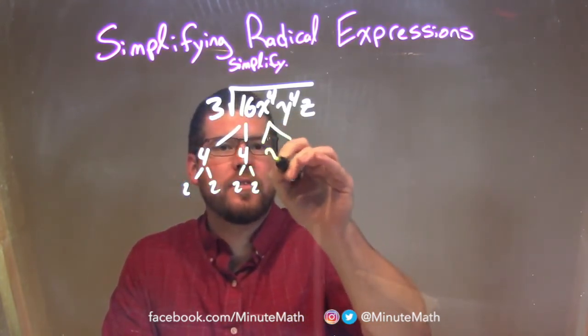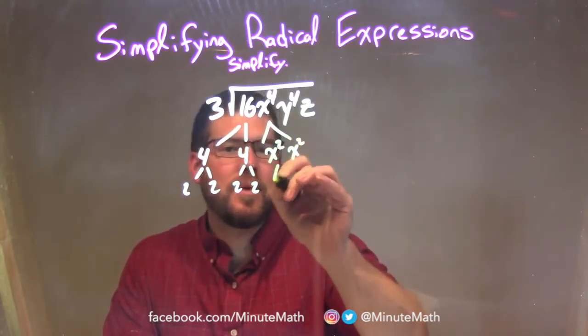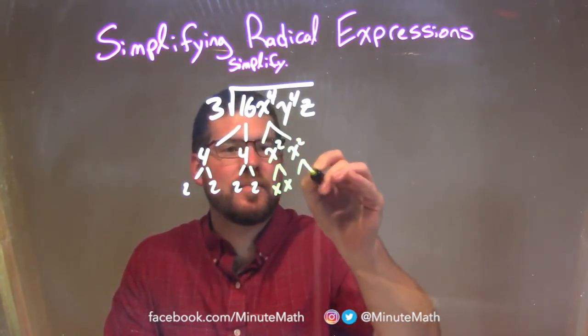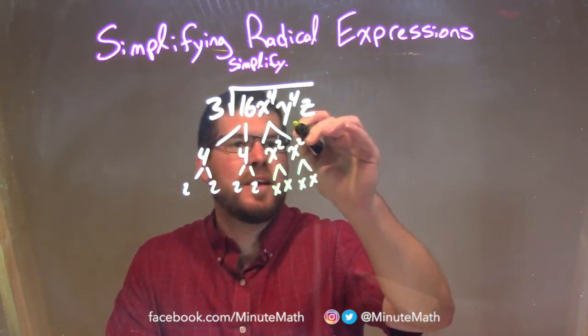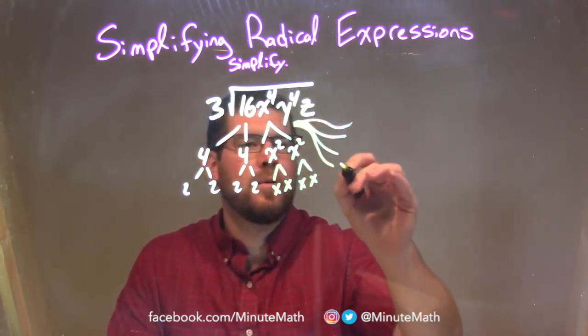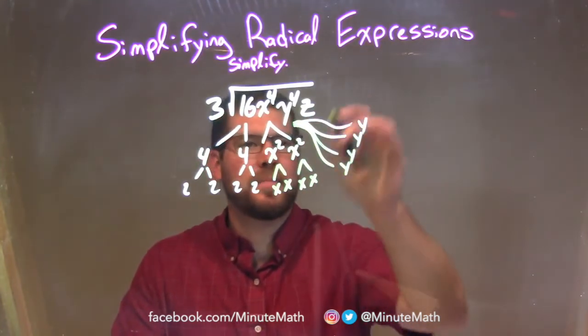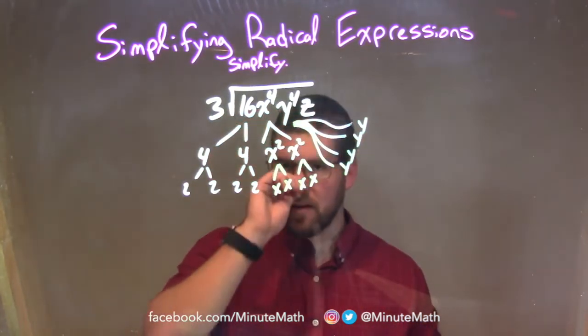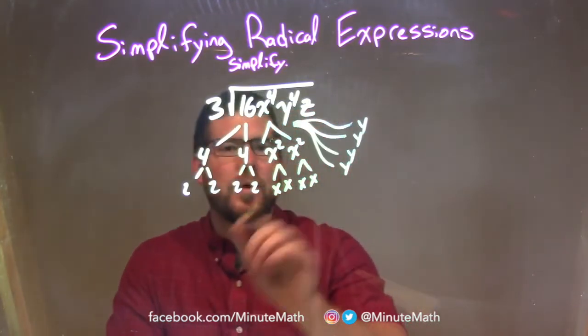X to the 4th is just x squared times x squared, which I can break down to be x times x and x times x. Same thing with y to the 4th, but I'll do it individually like this. Y times y times y times y. And z is just by itself. Oof, got a lot of things we broke down here.